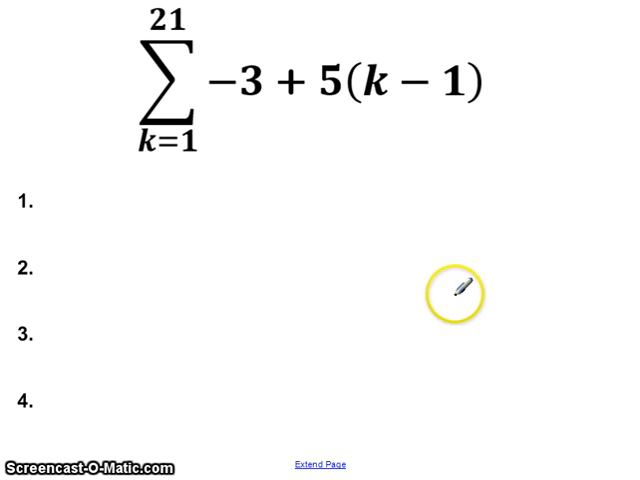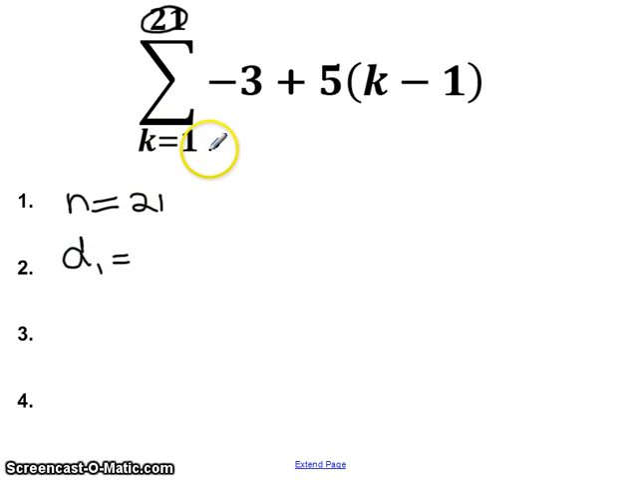Okay, let's try another example. Step 1 was to find the value of n. That's really easy. It's this guy right up here, n is 21. Next, we're going to find the value of a sub 1. We're going to do that by plugging k equals 1 into the formula, so let's just write it out. Hate when it does that. Okay, negative 3 plus 5 times 1 minus 1, that's 0. 5 times 0 is 0, so a sub 1 is negative 3.